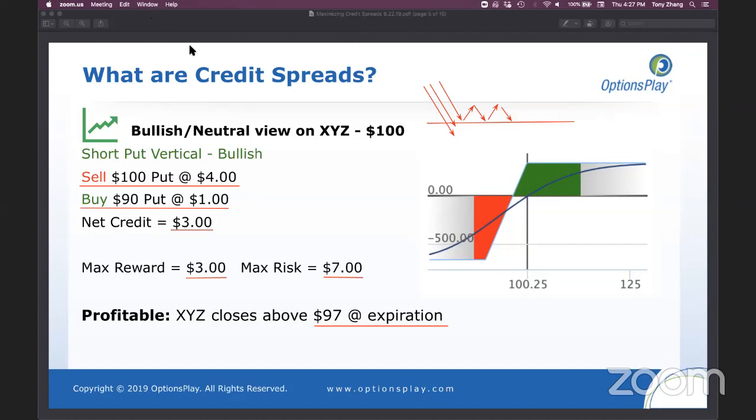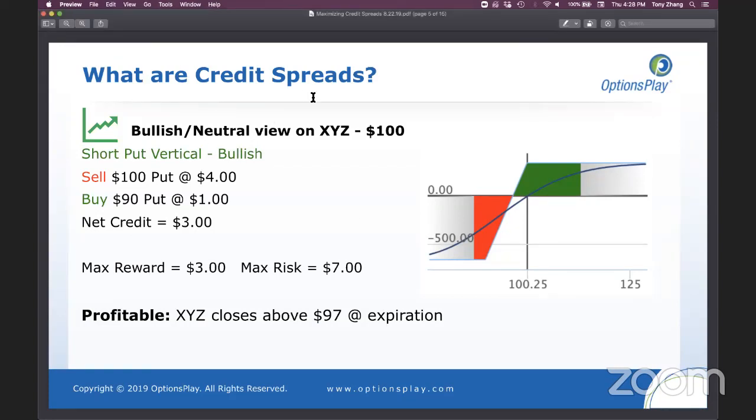However, what you get with that high probability of profit is the fact that for every $3 in income that you receive, you're risking $7. So that risk to reward isn't particularly attractive. If you can make $3 but you can lose $7, it's not a great risk to reward ratio. But the trade-off of that poor risk to reward ratio is that you have a high probability of profit. Now, I'll go through more examples of this to make it a little clearer, but that is in essence what a bullish put credit spread looks like.